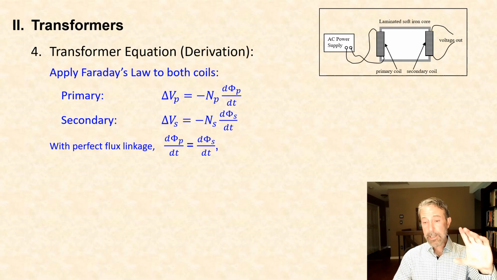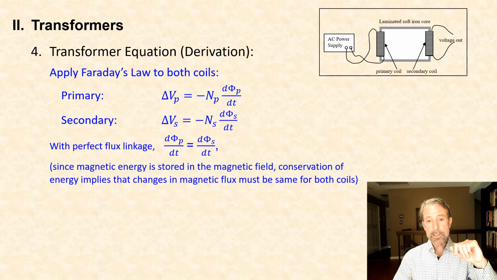In which case, we can say the rate of change in magnetic flux through that primary coil must be exactly equal to the rate of change of magnetic flux in the secondary coil if there is perfect flux linkage. We also make another assumption. Since magnetic energy is stored in the magnetic field created in the solenoid, we are assuming that this magnetic energy is exactly transferred from primary to secondary, that there is no energy being converted or lost in the form of thermal energy.